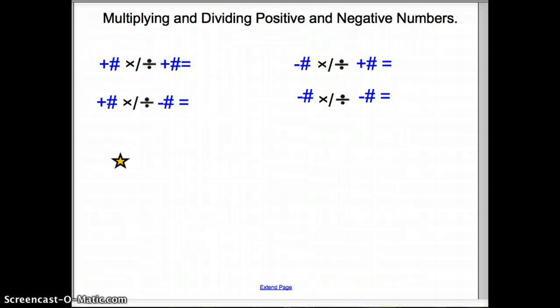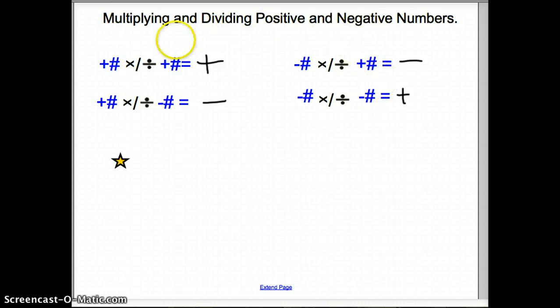Next slide, multiplying and dividing positive and negative numbers. So now this is a positive number multiplied or divided by a positive number. It does not matter what number it is, it matters whether it's positive or negative. So it's positive multiplied or divided by another positive number, and that's going to stay positive. Here is a negative divided by or multiplied by a positive number. That's going to be negative. How about a positive multiplied or divided by a negative? That's going to be negative. And how about a negative multiplied or divided by a negative? That is going to be positive.